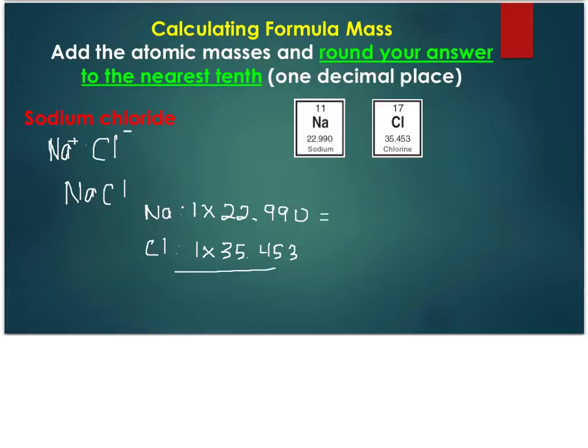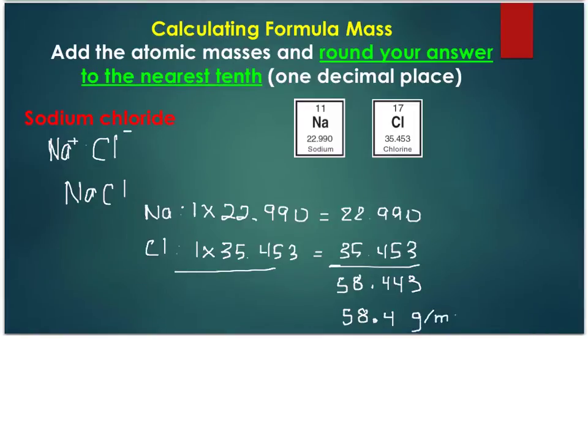So that gives us 22.990 and 35.453. Add these together and that gives us 58.443. Now we said we wanted it to the nearest tenth, one decimal place, so that's 58.4, and we have units of grams per mole.